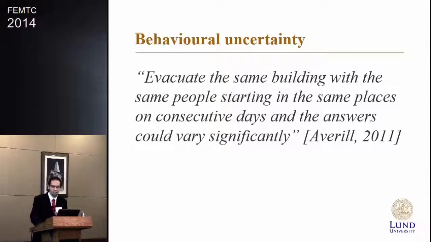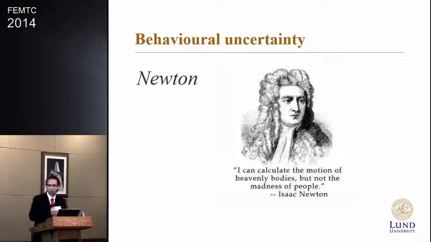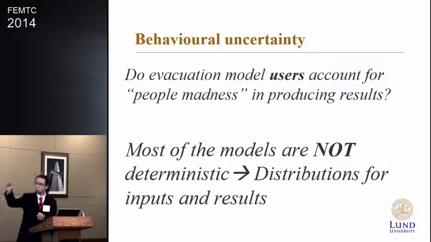And this is a problem that people try to explain in different ways. I took this quote from Newton to explain that I can calculate the motion of heavenly bodies, but not the madness of people. But this should not be considered an intrinsic limitation of evacuation models, because what I want to point out here is that evacuation models do account for people's madness, the way Newton defined it. And the thing is that most of the models are not deterministic. So if you use distributions for the inputs and results, you can have a method to tackle this issue.